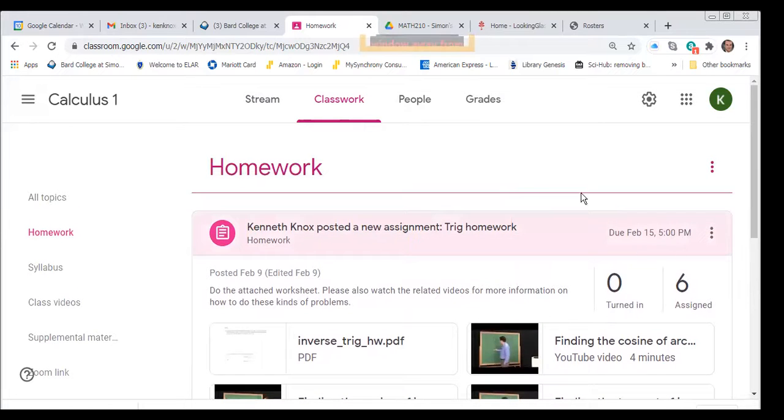It's due February 15th, 5 p.m. That's this Monday at 5 p.m. So get a head start on that so you can then ask me questions in office hours and during class. So any questions about any of that?